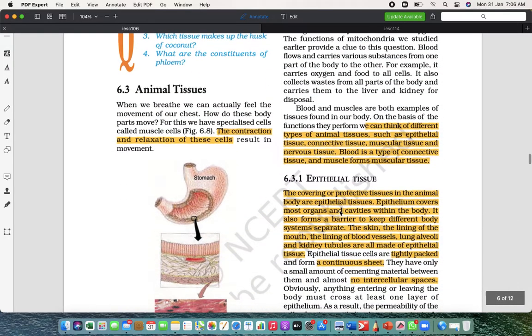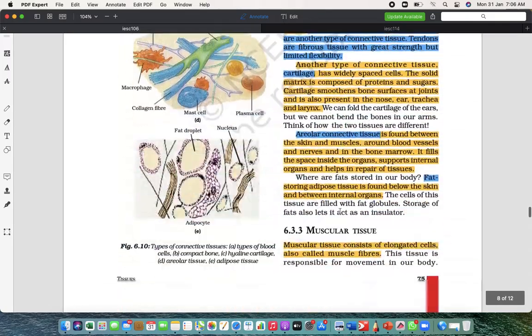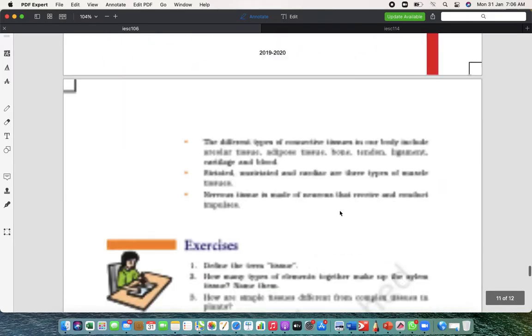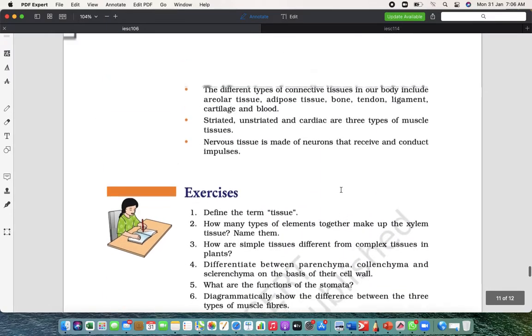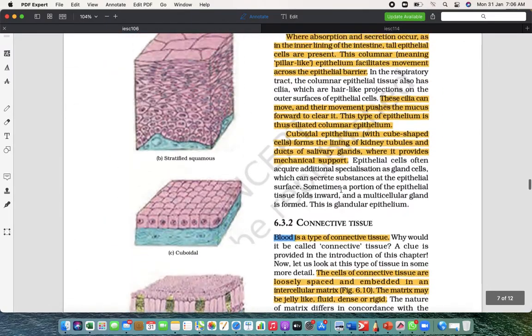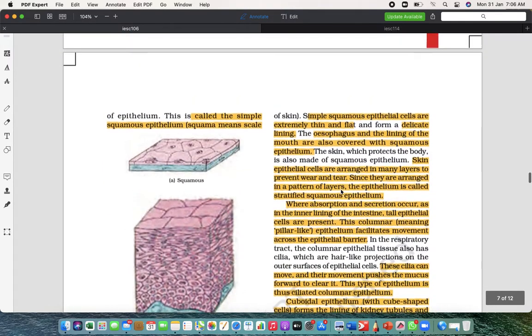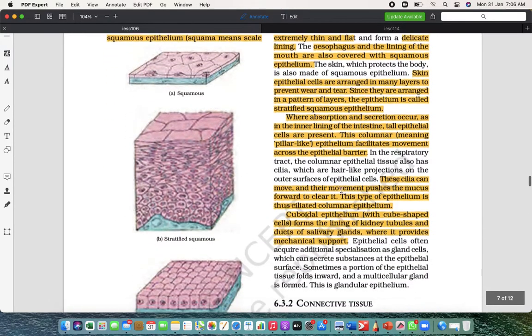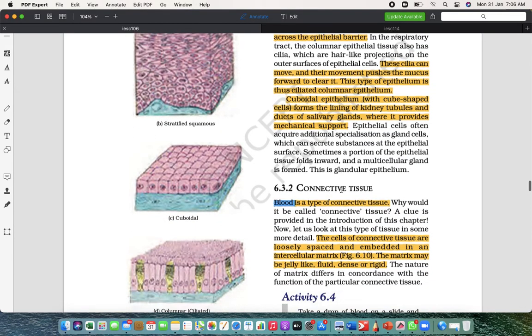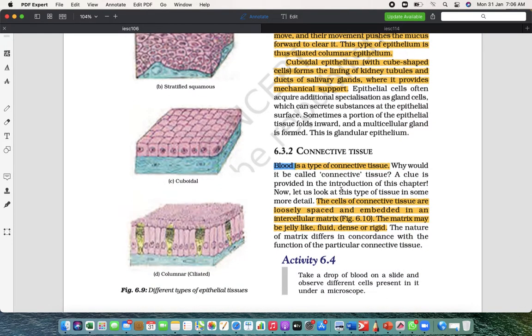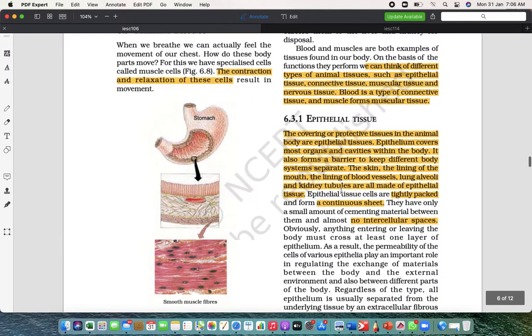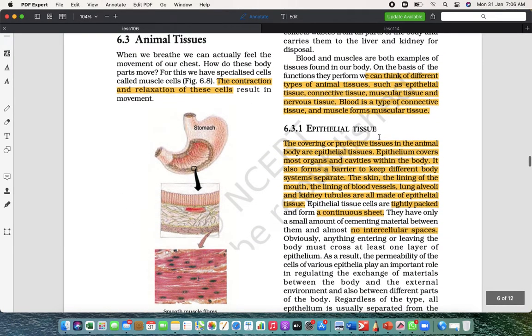Okay, animal tissue. Now, animal tissues, again, epithelial tissue. I'm going to show the chart for the same first so that it can help you a little more. Animal tissue, as I said, epithelial tissue. Epithelial tissue is again divided into squamous, stratified, cuboidal, and columnar. Four types of tissues are there. The outer covering or the protective layer, basically, we call it epithelial tissue.